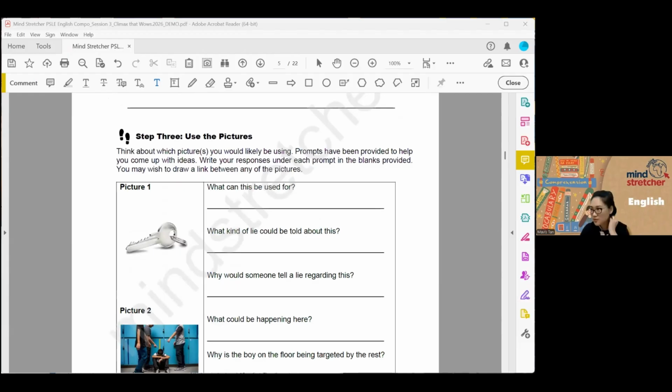Let's take a look at the first picture. Give me your ideas, okay? Key. How can a key be related to a lie? How can it be related to a lie so that you have a storyline? It cannot be simply, oh, I found a pair of keys and I told my friend it's mine. No, there's no story. Losing your house keys and then what's the problem with losing your house keys? How is this related to the lie?